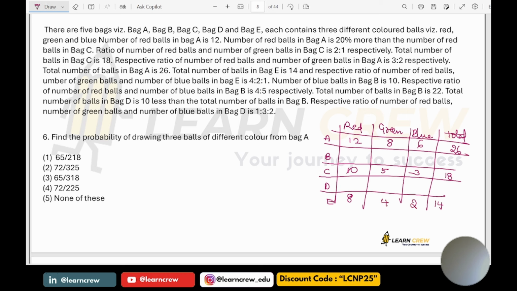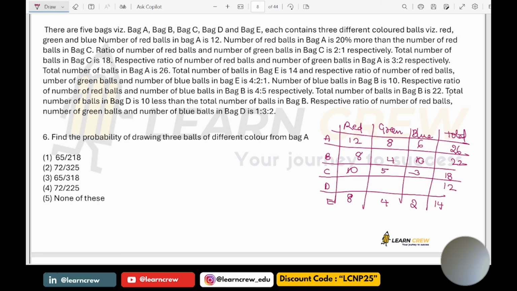Next, number of blue balls in bag B is 10. Respective ratio of number of red balls and number of blue balls is 4:5. So 5 parts is 10, 4 parts is 8. Total number of balls in bag B is 22. 10 plus 8 plus 4 is 22. Total number of balls in bag D is 10 less than number of balls in bag B. Number of balls in bag B is 22. It is 10 less, so it has to be 12.